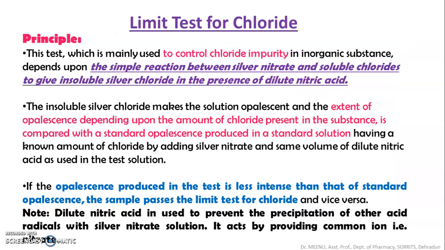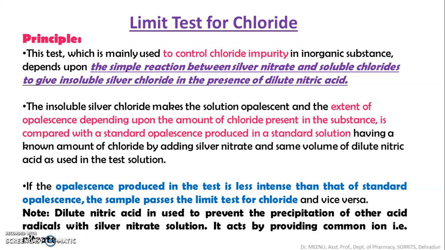Now let's see the first limit test, for chloride. So first of all, before performing the limit test, we must know the principle behind the chloride limit test. This test is mainly used to control the chloride impurity in the given inorganic substance and depends on the simple reaction between silver nitrate and soluble chloride to give an insoluble silver chloride in presence of an acidic environment, that is dilute nitric acid. The insoluble silver chloride makes the solution opalescent, and the extent of opalescence depends upon the amount of chloride impurity present in the given substance.